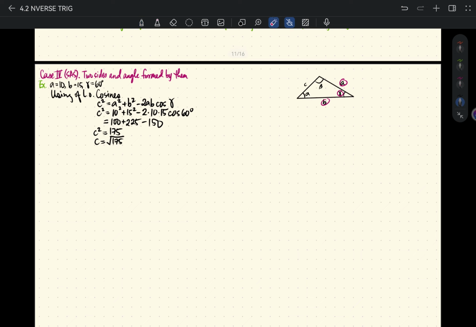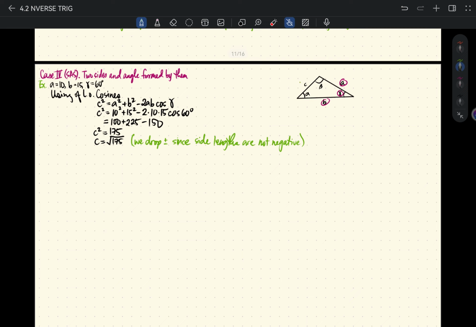So now you might ask me, sir, isn't C a variable? But why are we dropping the plus minus? Here, we drop plus minus since side lengths are not negative. So since side lengths are not negative, we can ignore the negative sign. Okay, so now you have C equals square root of 175.